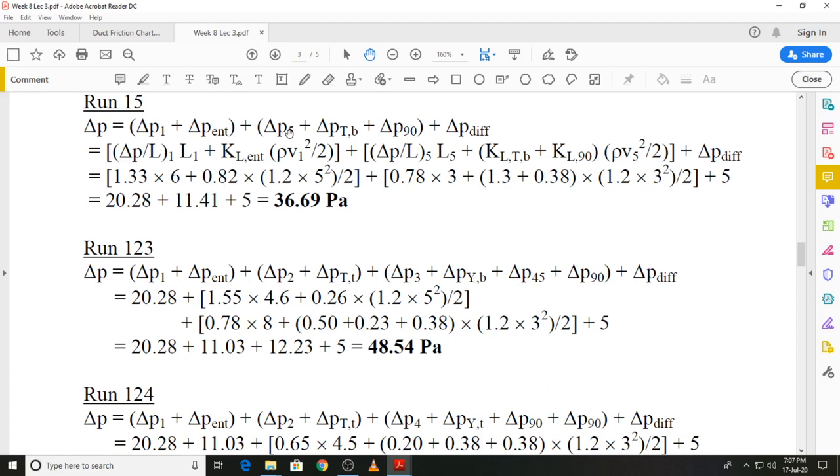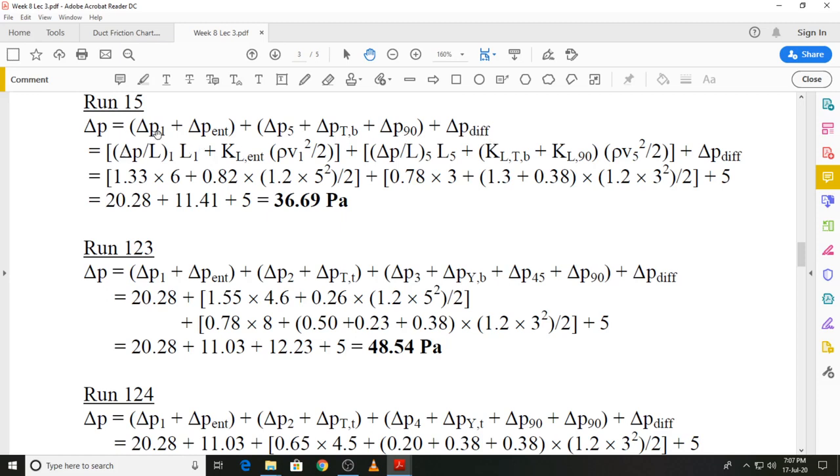Remember, now there were 2 sources of dynamic losses. One was when we went through the T into the branch, so that comes in first, and then we had a 90-degree elbow, and that is also shown. And finally the pressure drop at the outlet or the diffuser, that is delta P with the subscript DIFF for diffuser.